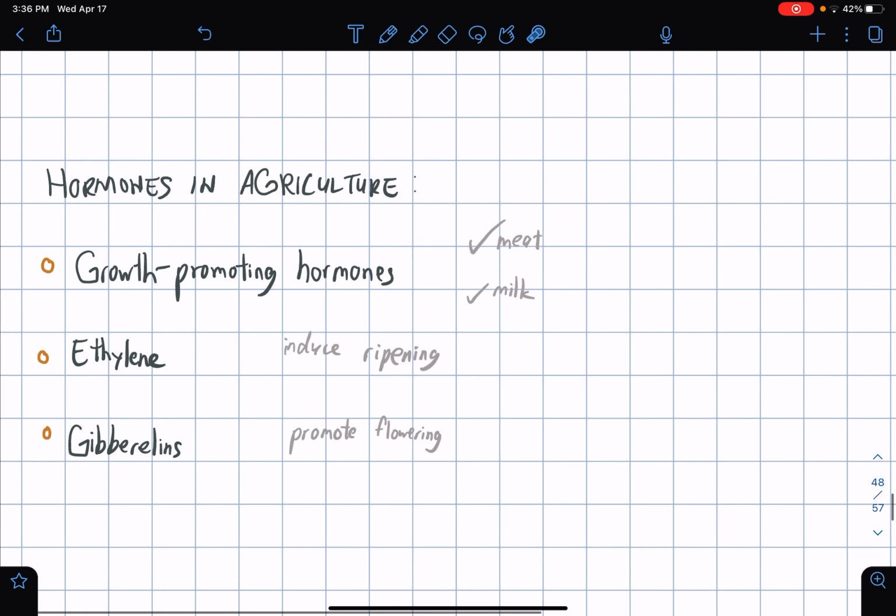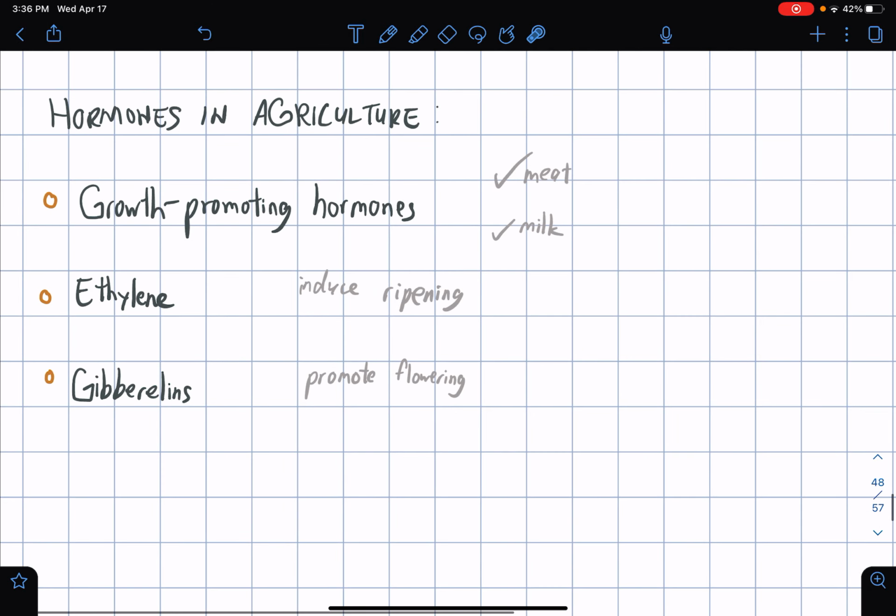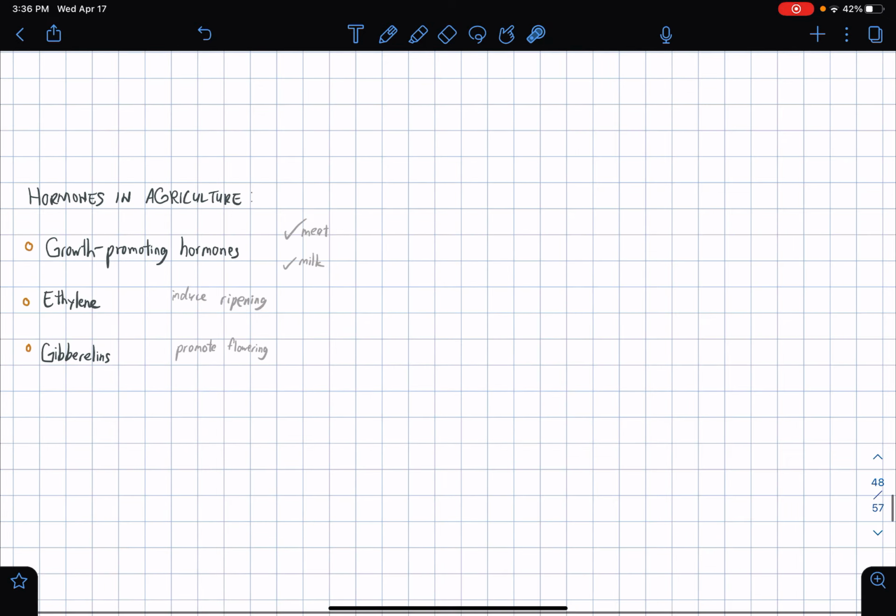Okay, hormones in agriculture. I don't know why that's even part of this in the first place, but we have growth promoting hormones found in meat and milk, ethylene induces ripening, gibberellins promote flowering.